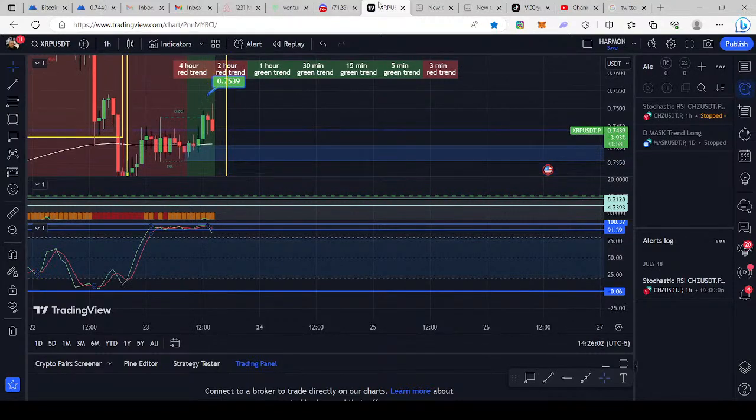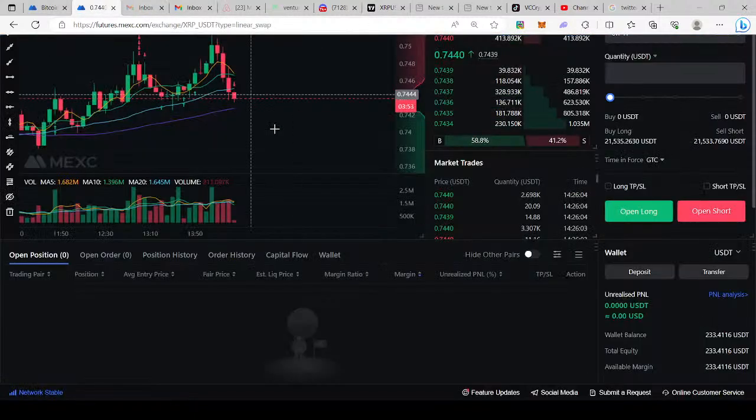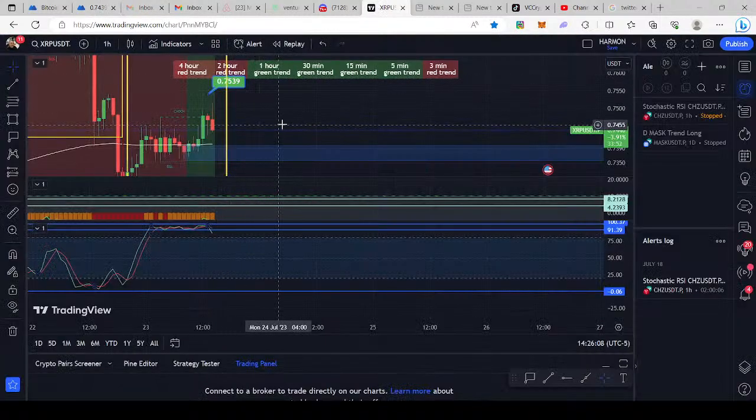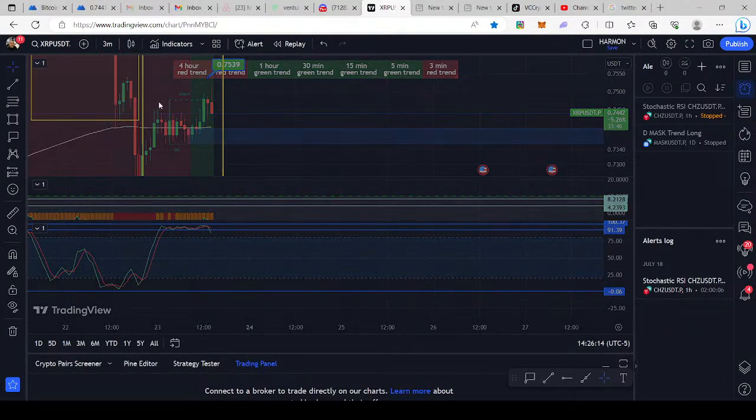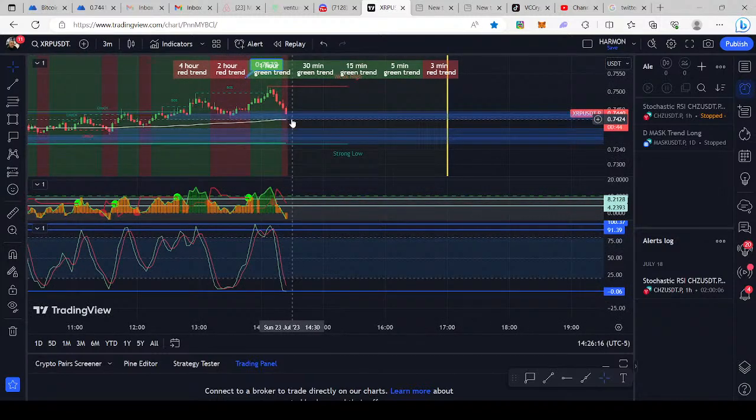We're looking for it to hit the 3-minute. 3-minute RSI right here. 3-minute moving average right there. So 74.24. Go to your 3-minute. So you're looking for it to tap this right here, 74.24, and possibly do a 74 cent. So that's where we're at right now.